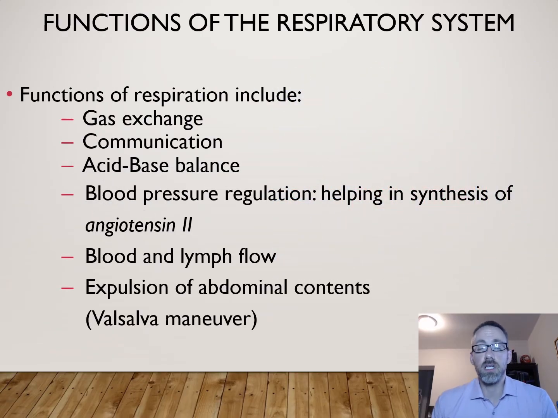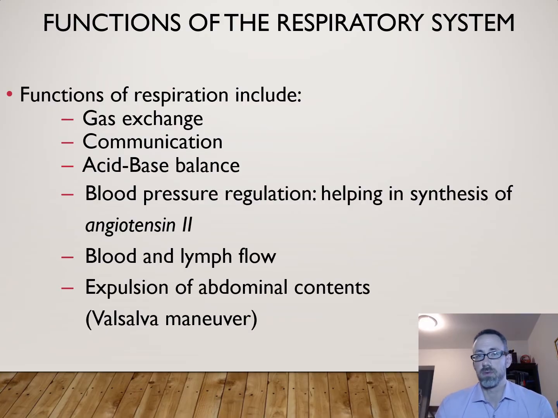All right, so some of the functions of the respiratory system, as an overview, we have gas exchange, right? So breathing in oxygen, breathing out CO2. Communication, in terms of speaking, right? Acid-base balance. This is something we're going to get into in more detail, especially as we learn more about the respiratory system and the renal system, because those are the two systems that work together to help regulate the pH of our blood, for example. The lungs also contribute to regulating blood pressure because they have an enzyme called angiotensin converting enzyme, or ACE, that helps to convert angiotensin 1 into angiotensin 2, and angiotensin 2 plays a large role in our blood pressure.